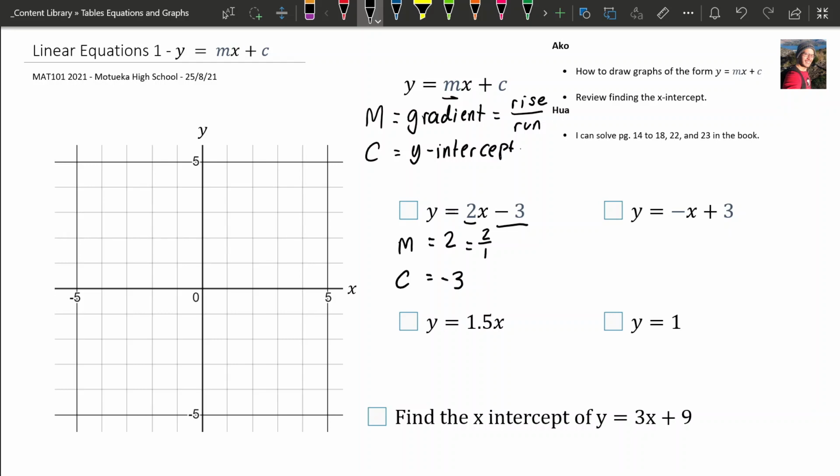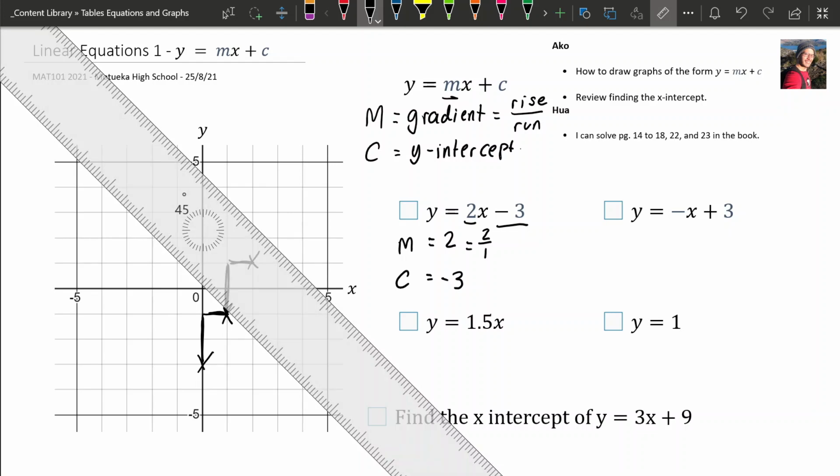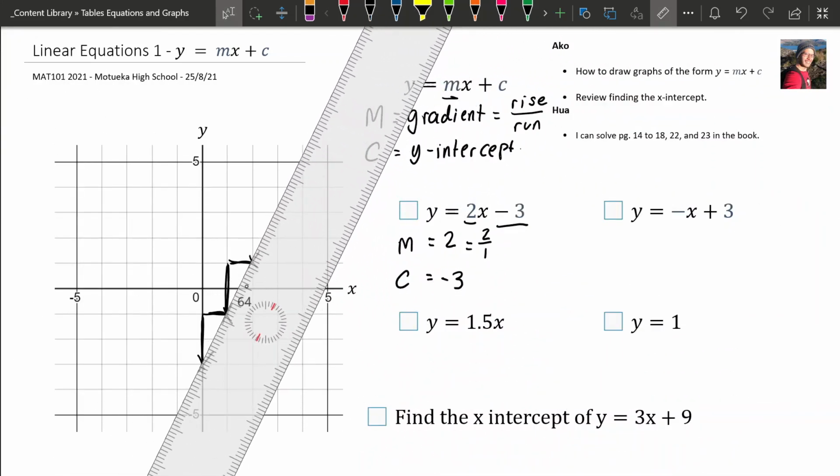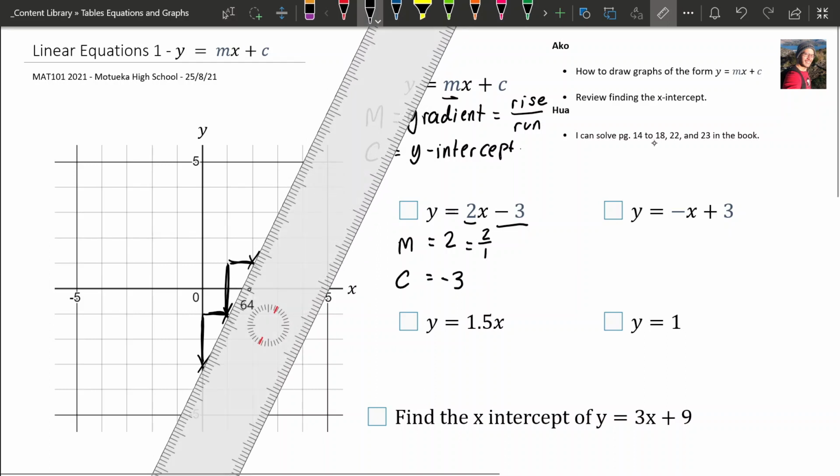So we have our m and our c now, so let's plot that. c is our y-intercept, so it crosses the y-axis over there at minus 3. m's the rise over run, so it rises by 2, and it runs by 1. It rises by 2, and it runs by 1. And that is the graph of our line. Something like that.